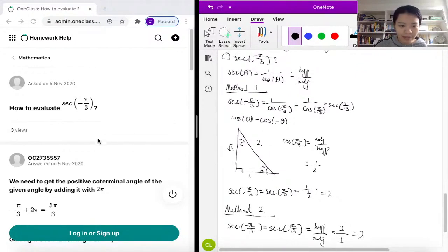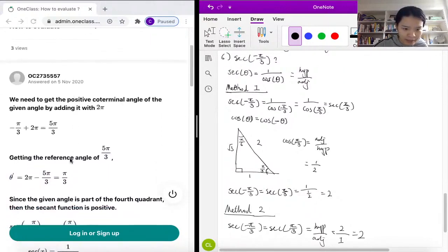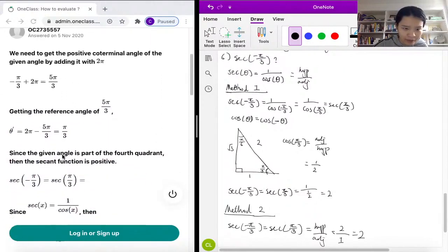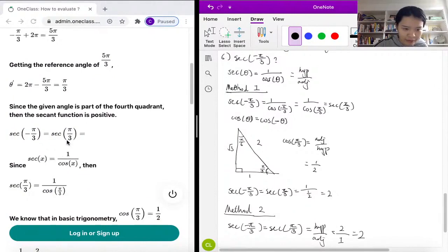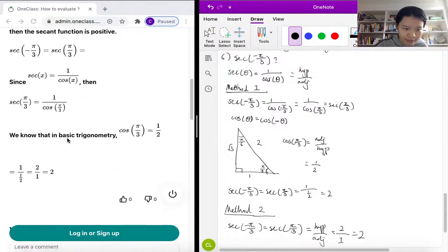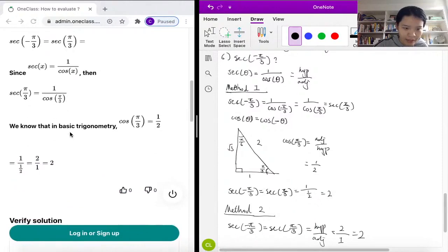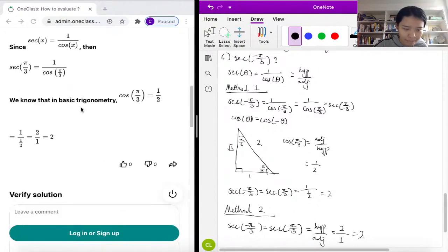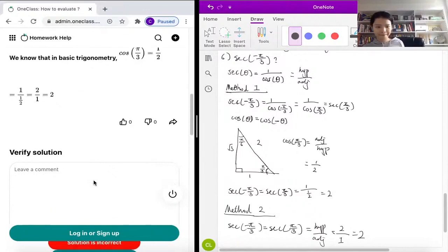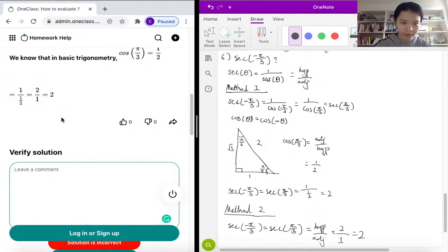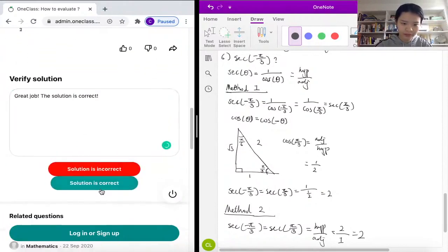Now let's look at our sample solution here. They basically used a similar method, finding the reference angle, and the value is 2. Perfect. Great job. The solution is correct.